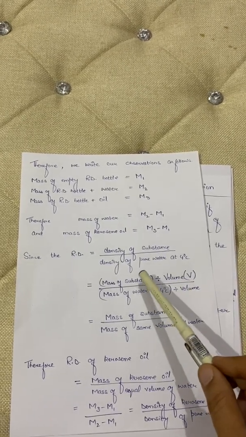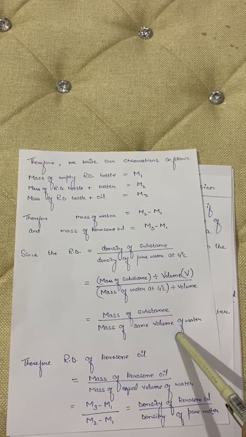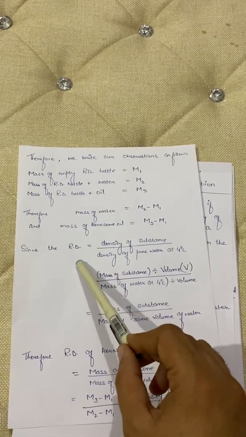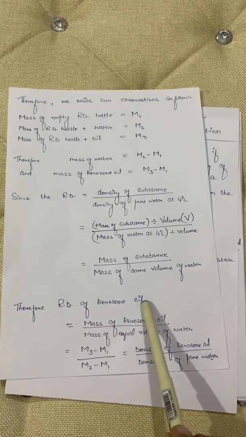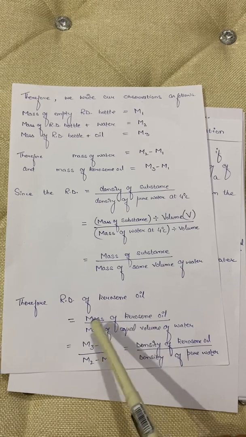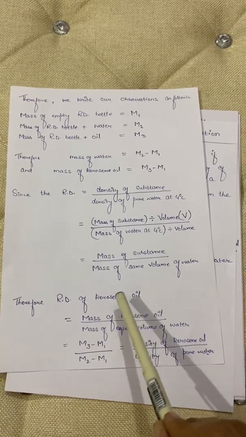So what will be left behind? Mass of substance upon mass of same volume of water. So this is another formula for calculating the relative density of a particular substance. So relative density of the kerosene oil, that is the unknown liquid which we have been given in order to calculate the relative density through this experiment.